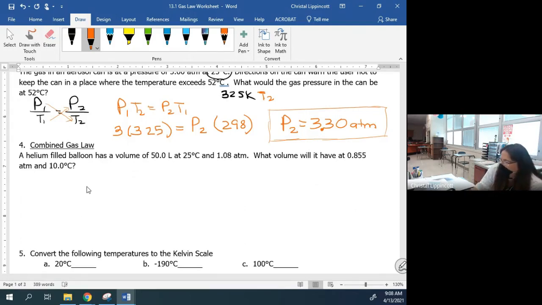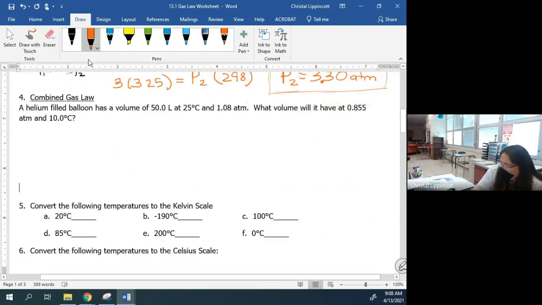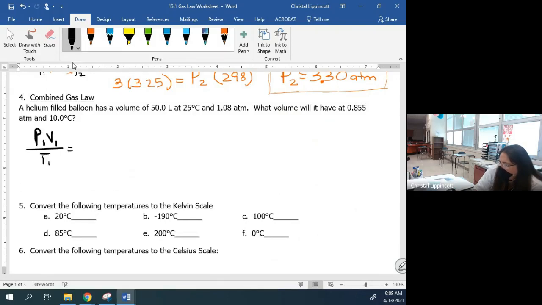So the next one is the combined gas law. We take all three of these and combine them into one. So this becomes P1 V1 over T1 equals P2 V2 over T2. We need to identify what each thing is. This is in liters, that's good, that's going to be our V1. This is our T1, but what do I need to do? What's bad about this? Kelvin. I've got to get this into Kelvin. So that's 298 Kelvin.